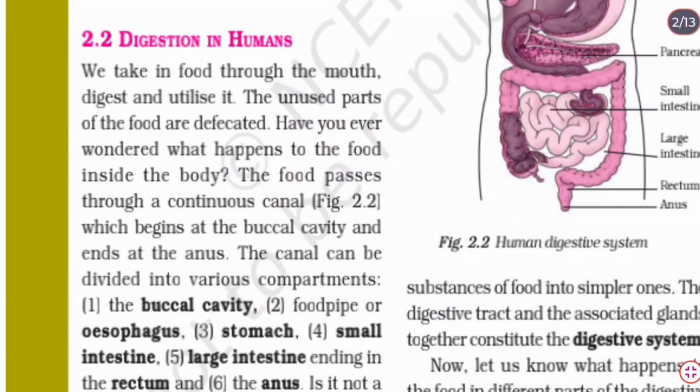Digestion in humans. We take in food through the mouth, digest it and utilize it. The unused part of the food is defecated. Have you ever wondered what happens to the food inside the body? The food passes through a continuous canal which begins at the buccal cavity and ends at the anus. The canal can be divided into various compartments.